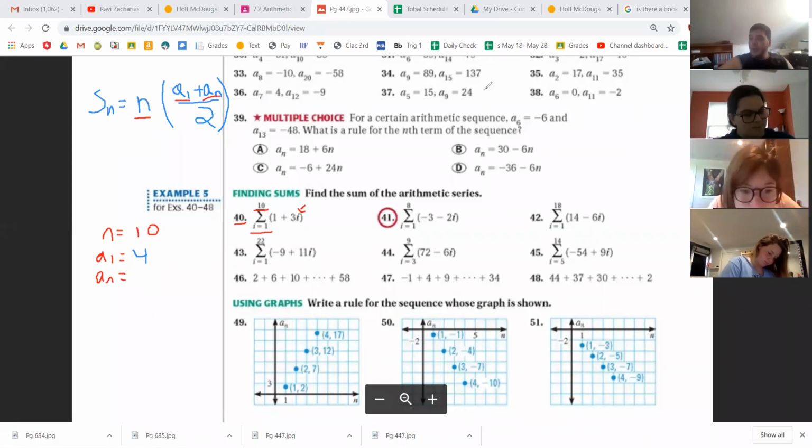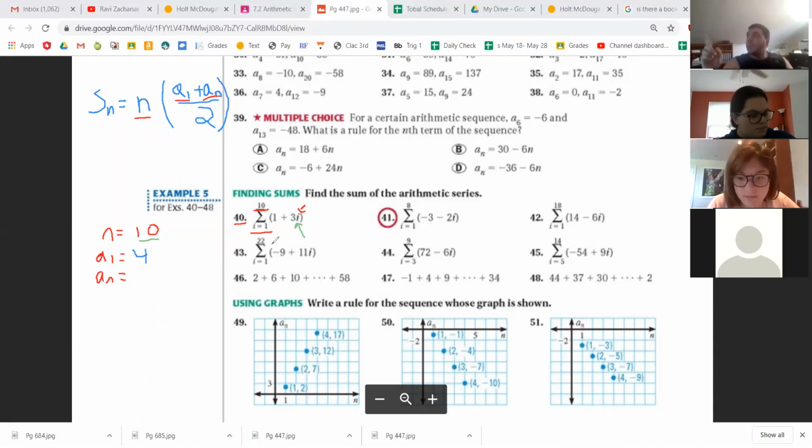The next one, I'm going to plug in my last step. My last step here is 10. So I'm going to plug in 10 into I this time. So 1 plus 3 times 10. So it's 30? 31. 31, good. Because you got to do the plus 1 at the end. 30, then plus 1 is 31. So now we have all the pieces. Now we can start to play.